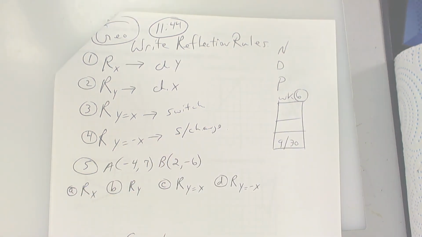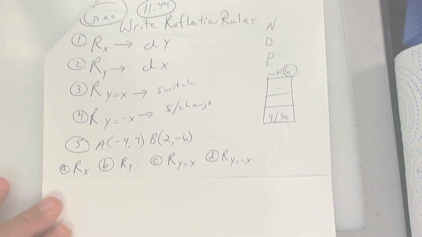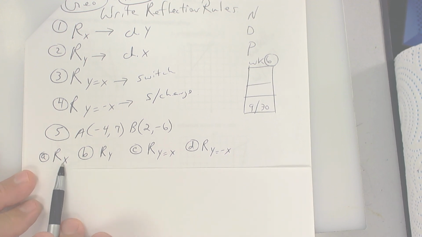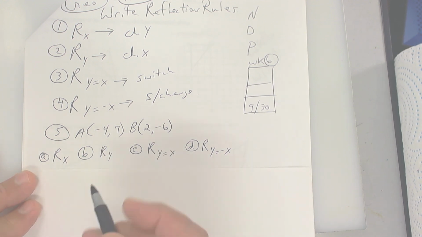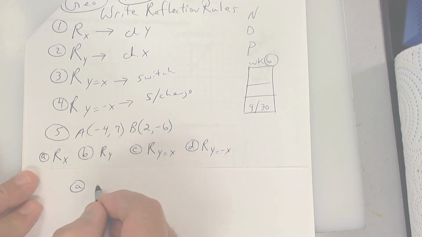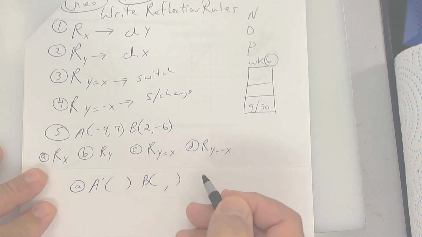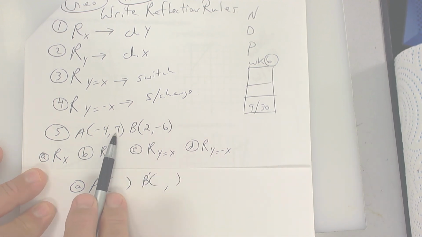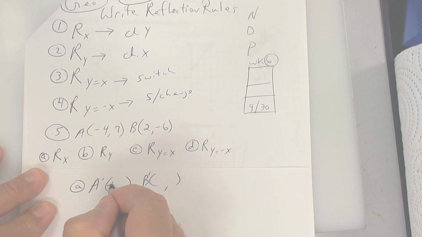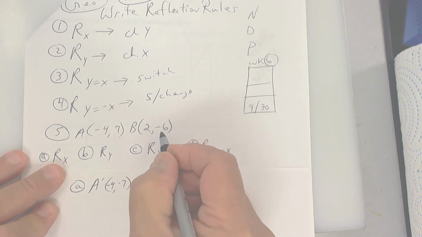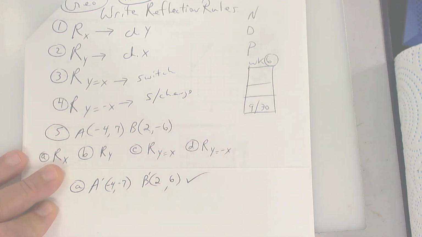All right, so let's take a look at this. Here's an example. Pay attention to the rules now. This one says reflect over the x, so we're going to change the y's. So put A prime and B prime. And so what we're going to do is change only the y. The x stays the same, so it's -4, and if you change that, it becomes a negative. Here, the x stays the same, but you're going to change the y, which gives you 6. And there it is. That's a reflection over the x-axis.